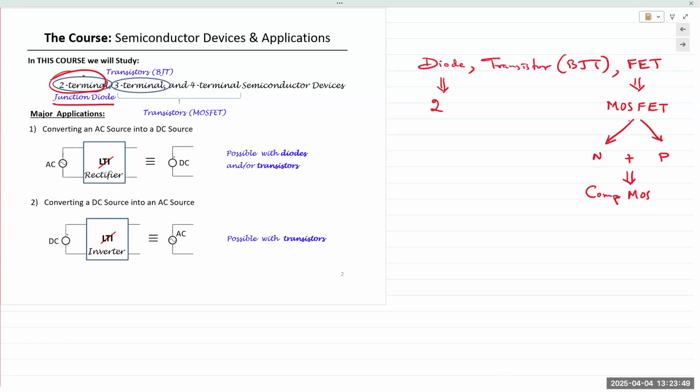So major applications of a diode, the most common application is to convert AC into DC. That is known as rectifying or rectifier circuits. And again, we will look at all of these in detail. To do the reverse, or invert, from DC to AC, we use transistors. So AC to DC is known as rectification. DC to AC is inversion or inverter.